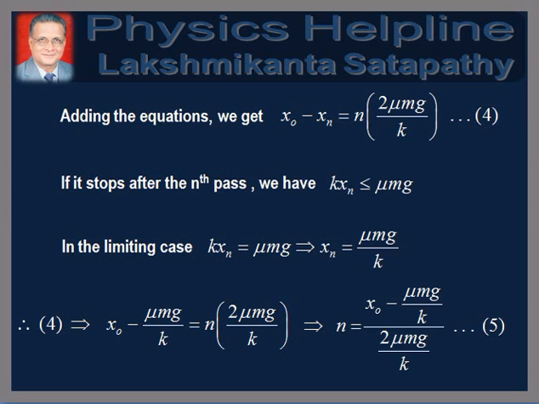The block stops after the nth pass if kxn is less than or equal to mu mg. Therefore, in the limiting case, we write kxn is equal to mu mg or xn is equal to mu mg by k. Therefore, equation 4 implies x0 minus mu mg by k is equal to n into 2 mu mg by k. This gives n is equal to x0 minus mu mg by k divided by 2 mu mg by k. Now, we are in a position to solve the problem in the question using these concepts.